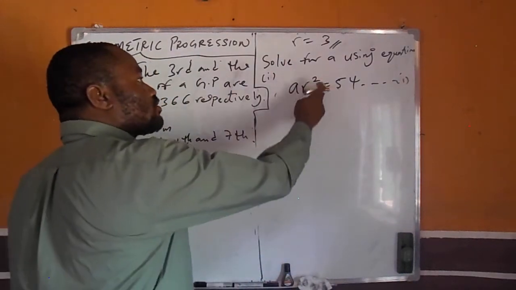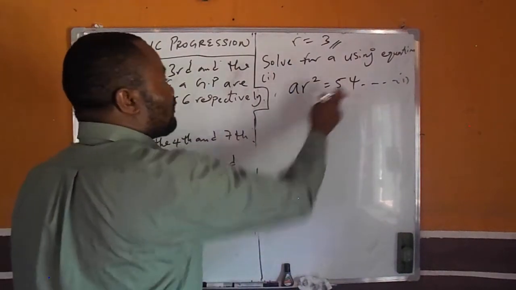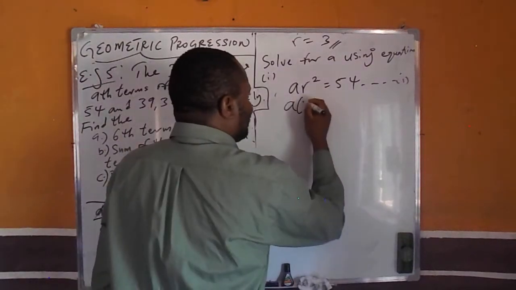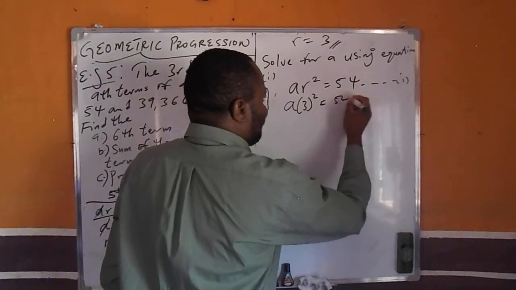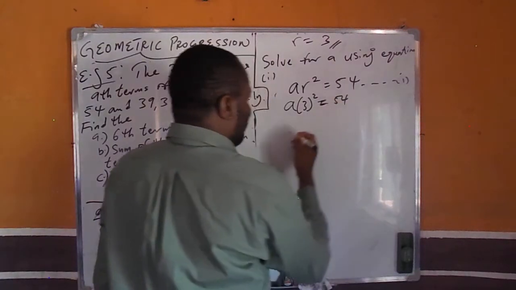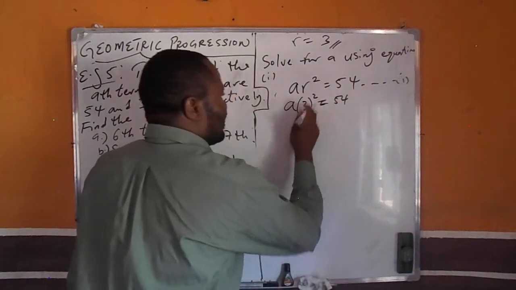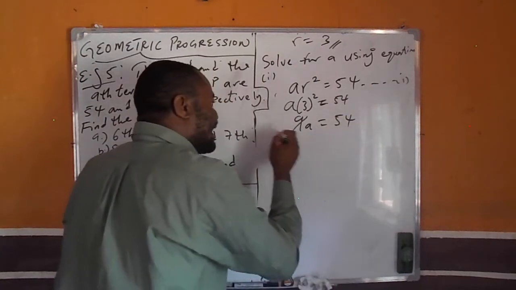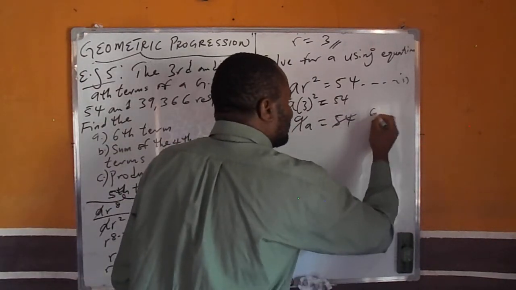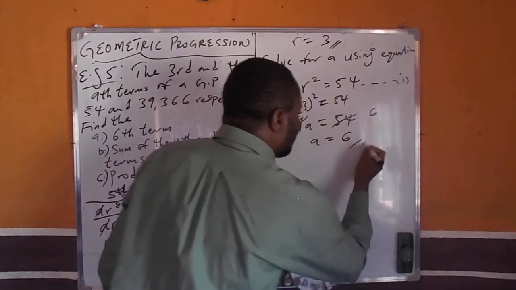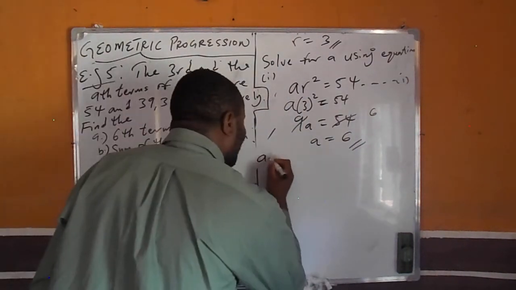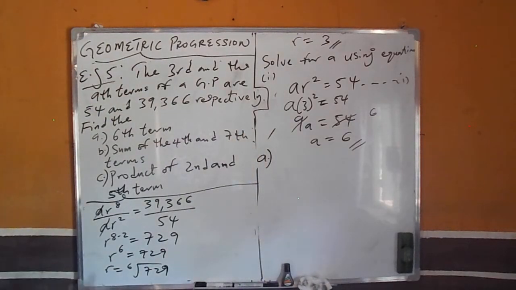So A R raised to power 2 equals 54. We now say A, where R equals 3, raised to power 2 equals 54. 3 raised to power 2 is 9, so 9A equals 54. 9 into 54 is 6, so A equals 6. Now that we have gotten our A, we can proceed to the question.